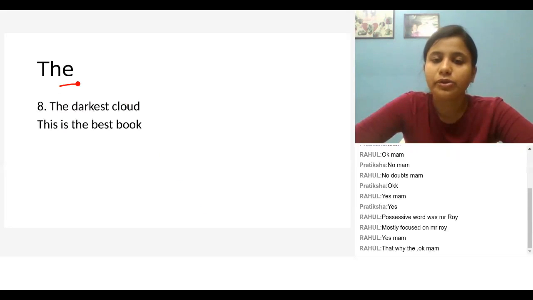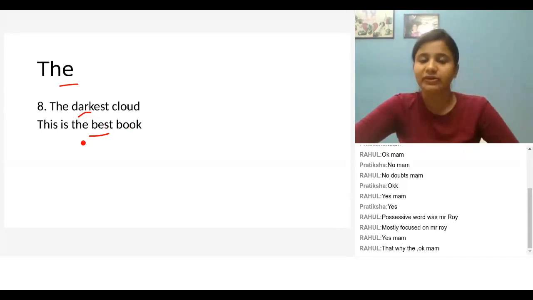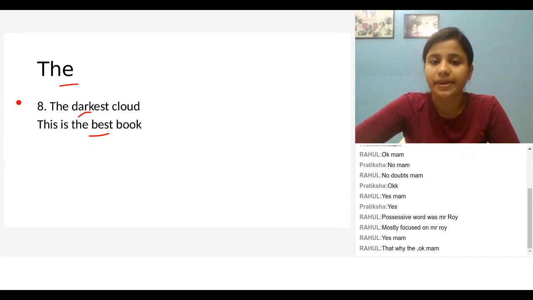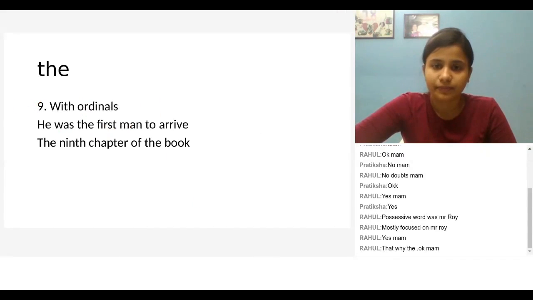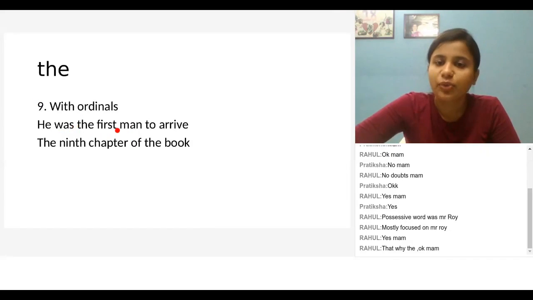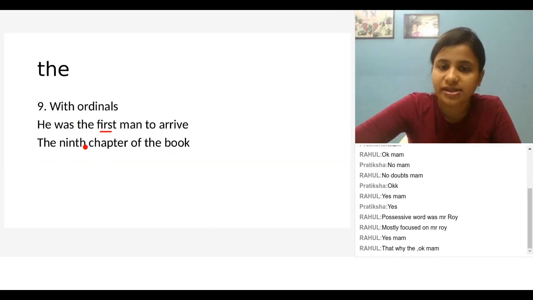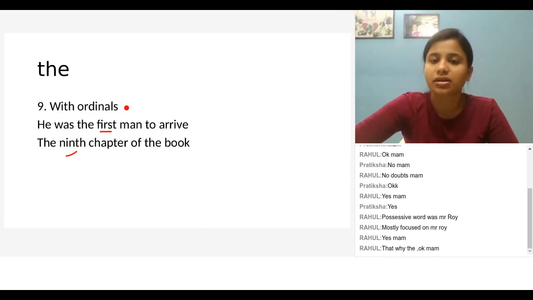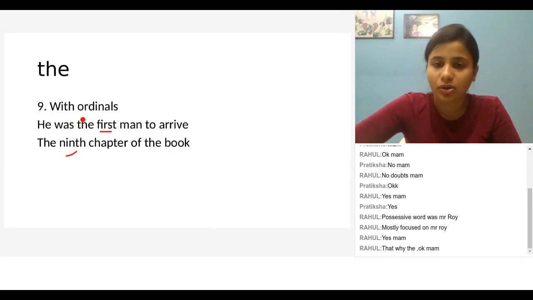Okay, now when to use the in terms of superlative degrees? The darkest cloud or the best book. Okay, this also we knew. This is the best book. We will never say this is best book. This is the best book. Okay, so superlative degree. With ordinals, he was the first man to arrive, the 9th chapter of the book. So again, first, 9th, if you remember ordinals and cardinals. First, second, third are ordinals, and 1, 2, 3 are cardinals.